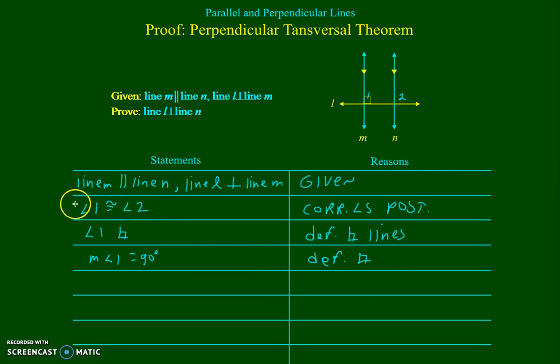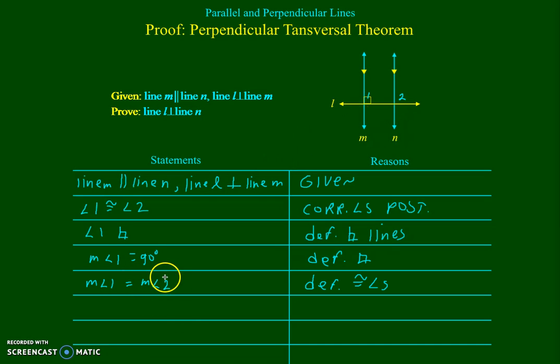Well, I've set up here that angle 1 is congruent to angle 2. What does that mean? Well, that means that the measure of angle 1 is equal to the measure of angle 2 because of the definition of congruent angles. So that's what I'm going to say next, because remember, I've got to show that this one is a right angle like this one is. So that's what I'm going to do next, because that gets me one step closer.